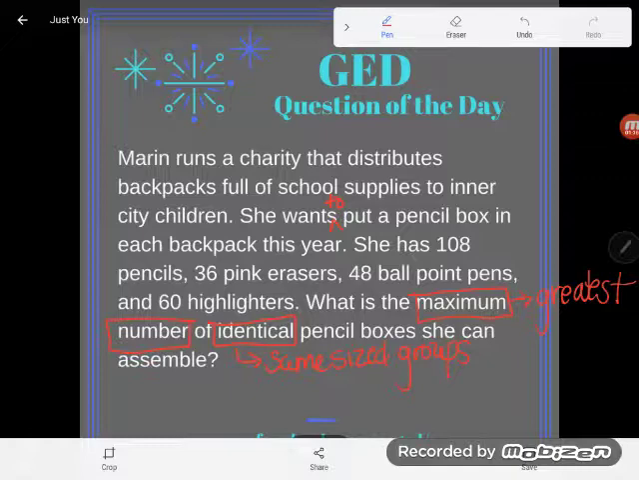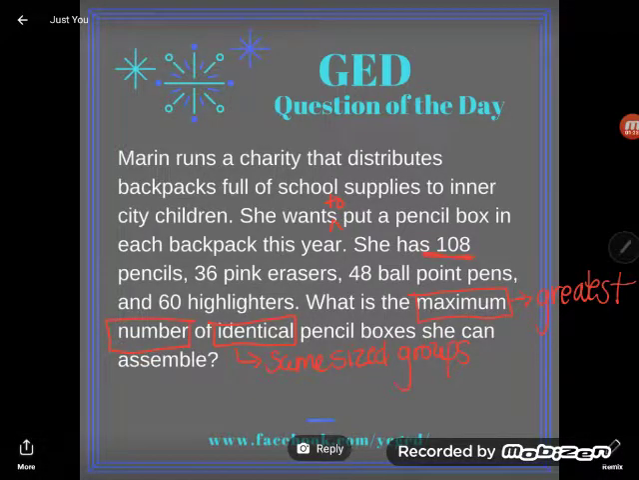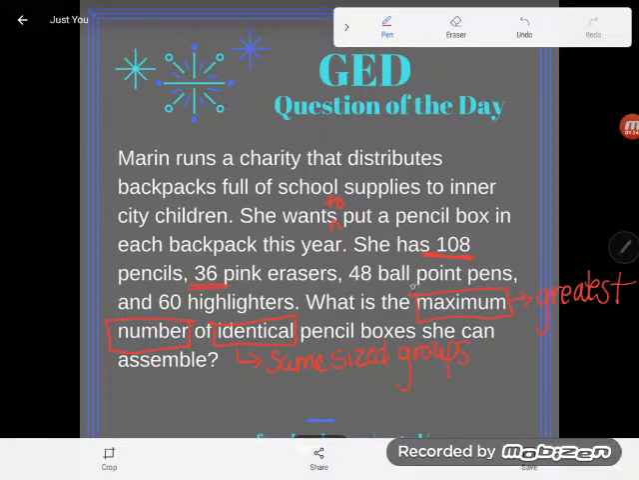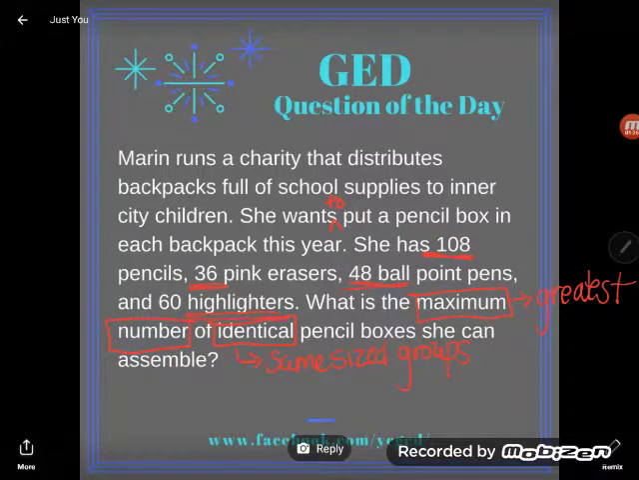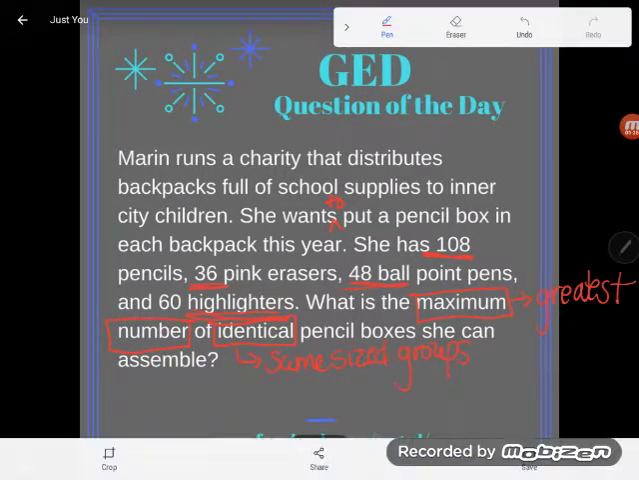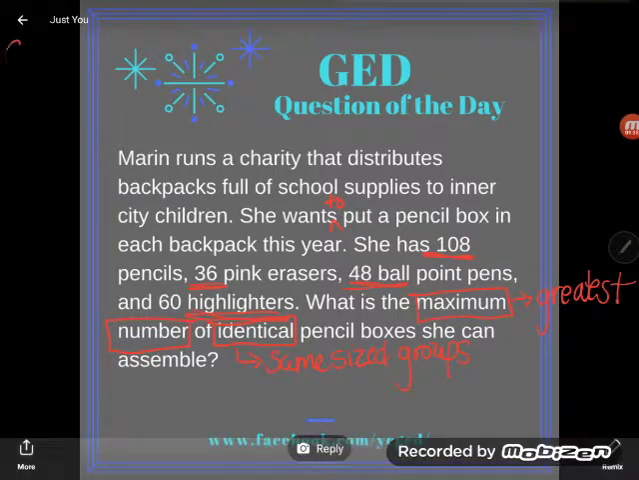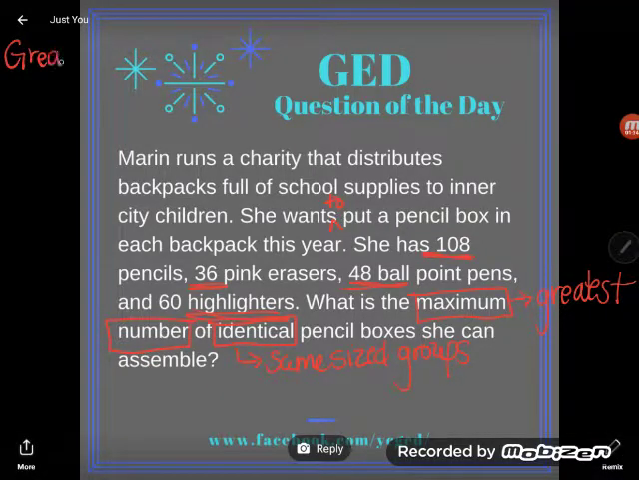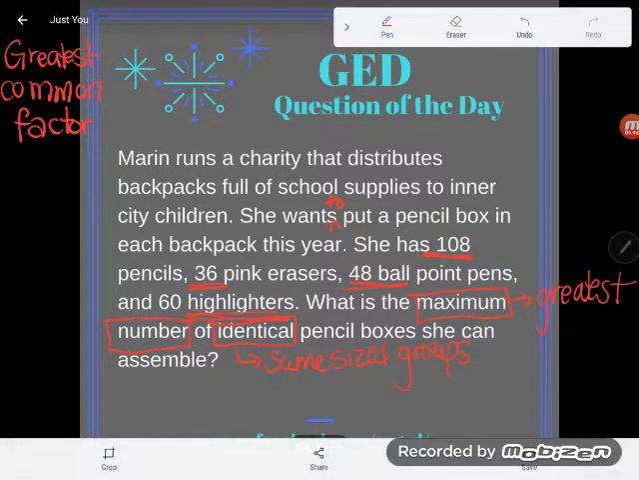And if you look at this, I have a bunch of different things I need to divide up: the pencils, the erasers, the pens, the highlighters. I'm going to divide them all up, and I want to divide them into the greatest number of groups possible. What am I talking about? This is a math concept known as greatest common factor. I may never have used the words greatest common factor here, but I basically asked you, what's the biggest number that can divide all these numbers? What's the greatest common factor?